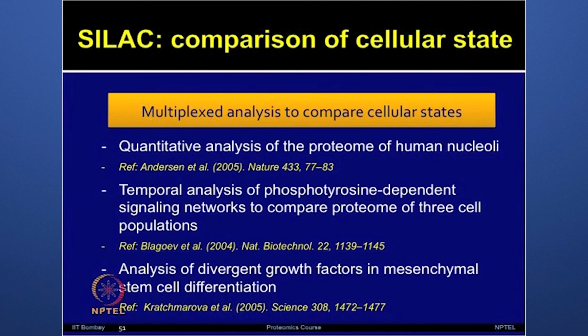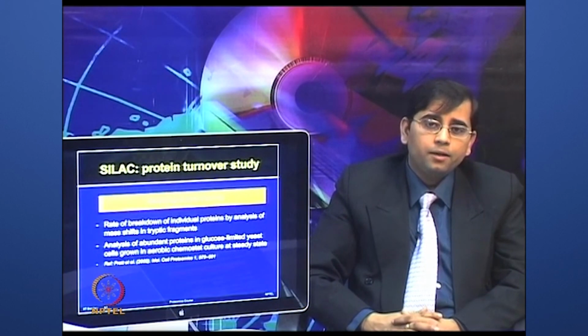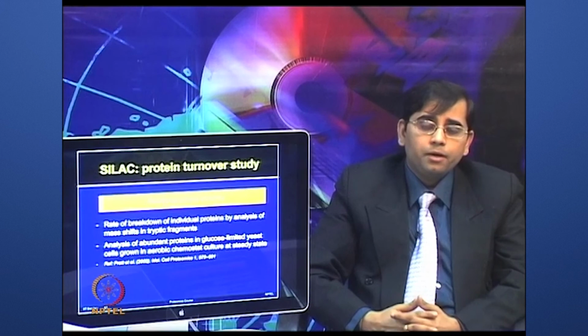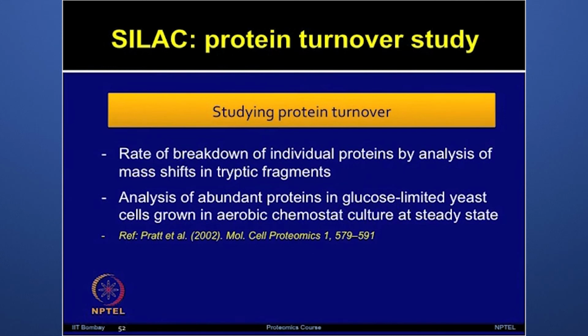Now, if you look into the literature, there are many studies which have used the SILAC method for comparison of cellular states. The SILAC method has also been used to study protein turnover. The study by Pratt et al. used the rate of breakdown of individual proteins by analysis of the mass shift in tryptic peptide fragments. The analysis of the abundant proteins in glucose-limited yeast cells, which were grown in aerobic chemostat cultures at steady state, was performed using the SILAC method.